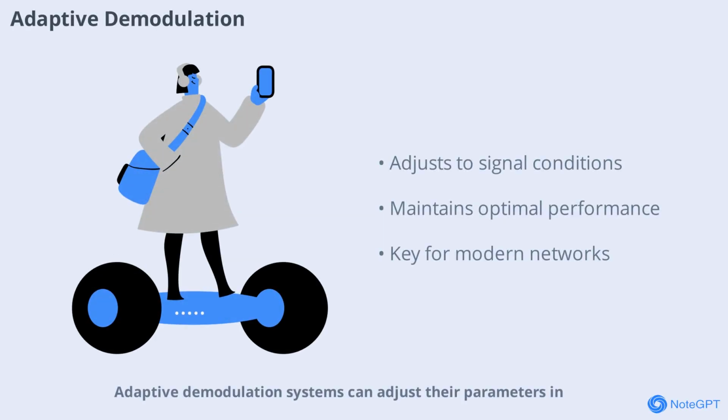Adaptive demodulation systems can adjust their parameters in real time to cope with changing signal conditions. This flexibility allows them to maintain optimal performance even in challenging environments, such as mobile or wireless networks. Adaptive demodulation is a key feature in modern communication systems, supporting robust and efficient data transfer.